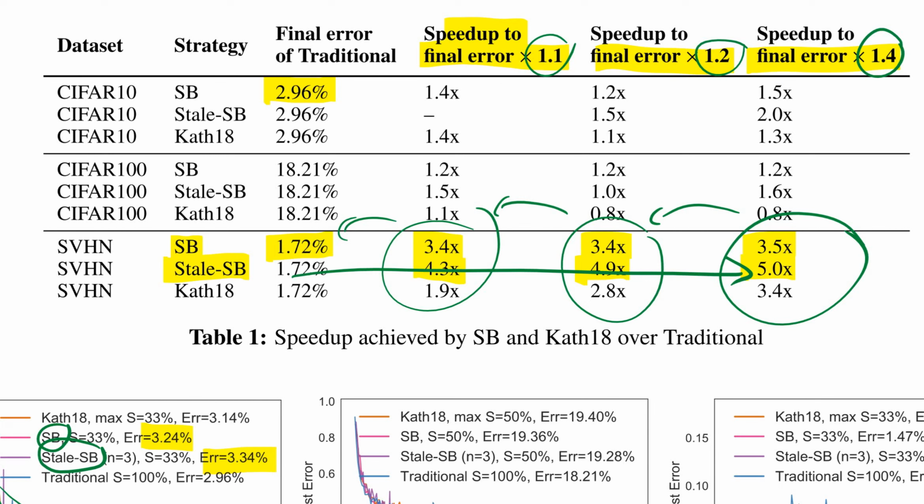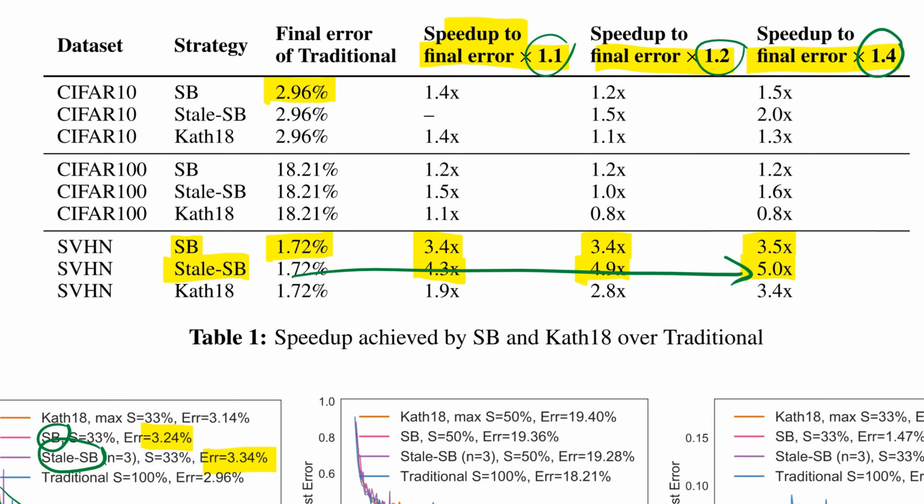As you want to get to a higher and higher performance, these methods will help less and less, because they basically introduce the bias to gain speed at the beginning of training, or to reach less accurate points. The second thing is, as you look at these problems here, so SVHN 1.7% error, CIFAR-10 is a slightly harder problem, 2.9% error, and CIFAR-100 is really a harder problem, where a traditional model has 18% error.